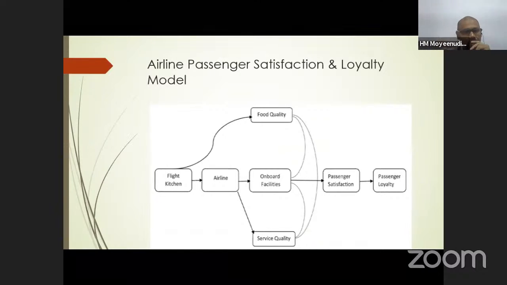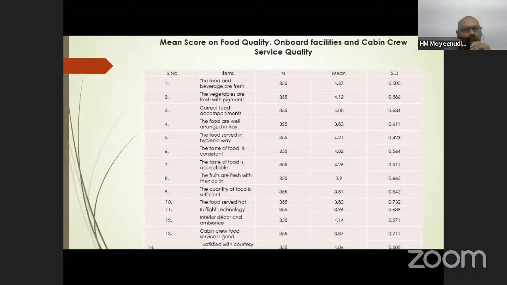by the airlines. And then second, the services provided by the airline, like inside the cabin, how the cabin crews are serving that food to the passengers, like keeping that food hot and serving according to the guest request. All this matters with the passenger satisfaction, and this will make the passengers become loyal passengers. So that is why we have proposed this model. And then a mean score is obtained through SPSS.